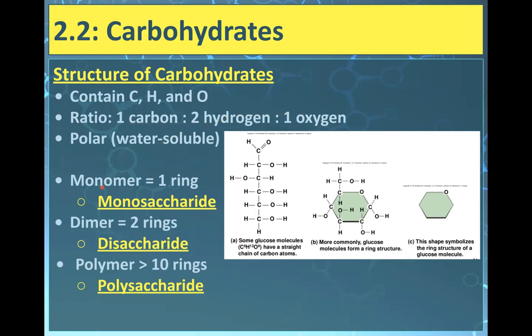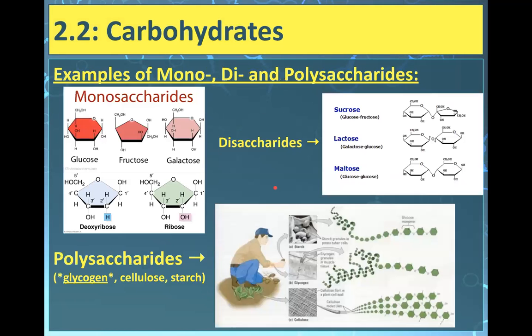The monomer of carbohydrate is going to be called a monosaccharide. So mono meaning one, a saccharide referring to a sugar. It's one ring like what we have here. A dimer is going to be 2 rings bonded together. So a disaccharide, so di being 2, saccharide associated with a sugar. Polymer is going to be more than 10 rings, aka a polysaccharide.